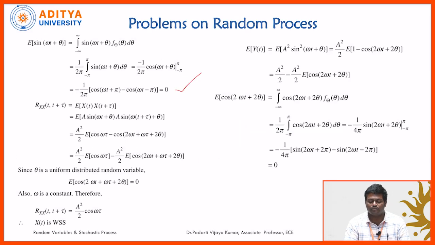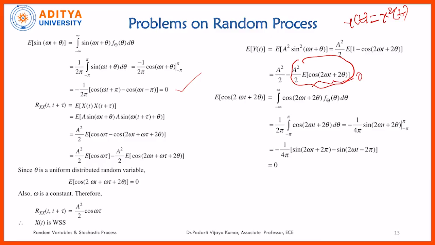Similarly, expectation of y(t) we need to compute. What is y(t)? y(t) is x²(t), which means A² sin²(omega t + theta). We can write sin² theta as (1 - cos 2 theta)/2. Now, expectation of 1 is 1, so A²/2 minus A²/2 times expectation of cos(2 omega t + 2 theta). The integration of this function we will get sin pi minus sin(minus pi), which is 0, since sin(minus pi) is 0. So, this term will become 0. So, the expectation of y(t) is A²/2.